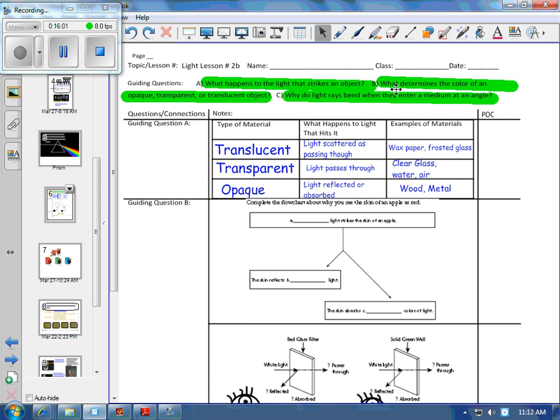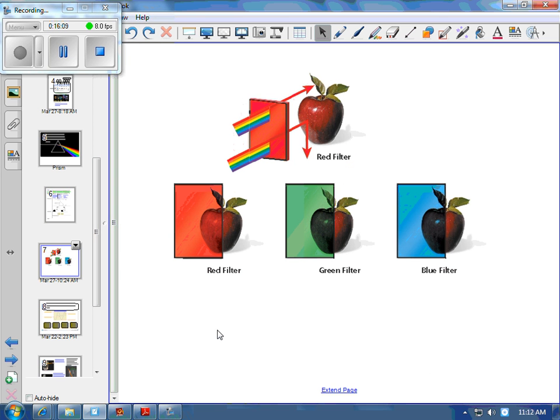So guiding question B, what determines the color of an opaque, transparent, or translucent object? I'm going to go to the screen. Here we have some different pictures of apples. We all know that most apples are red, with some difference. Obviously, there's red and yellow and green, but in this case, it's a red apple. And here we have a picture of a red apple with a red filter in front of it. It shows white light, and it's white light because white light actually contains all the colors of the rainbow together all at the same time.